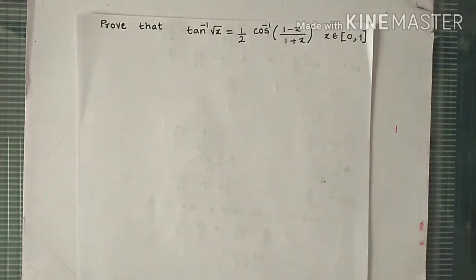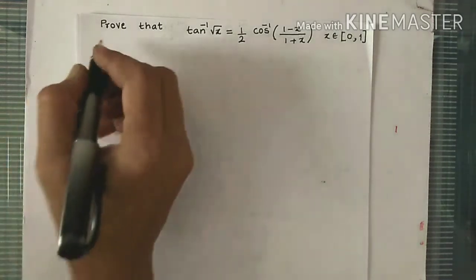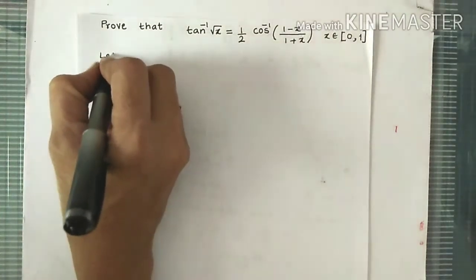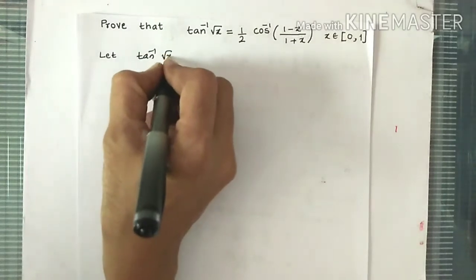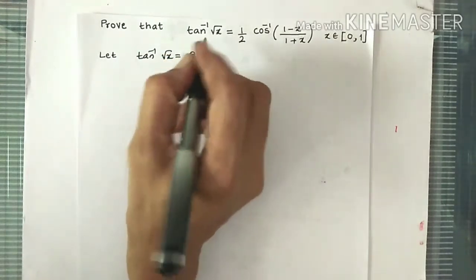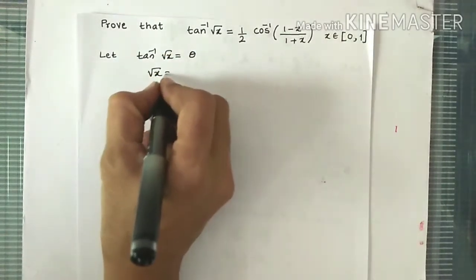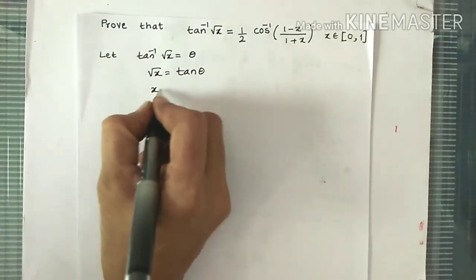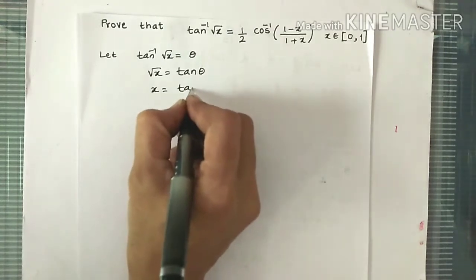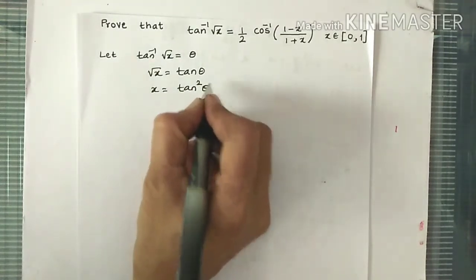Prove that tan inverse of root x equals 1 by 2 cos inverse of 1 minus x upon 1 plus x. So let's prove this. The proof is, let the value of tan inverse of root x be theta. So what we have is root x equals tan of theta. So x becomes tan square theta, squaring both sides.